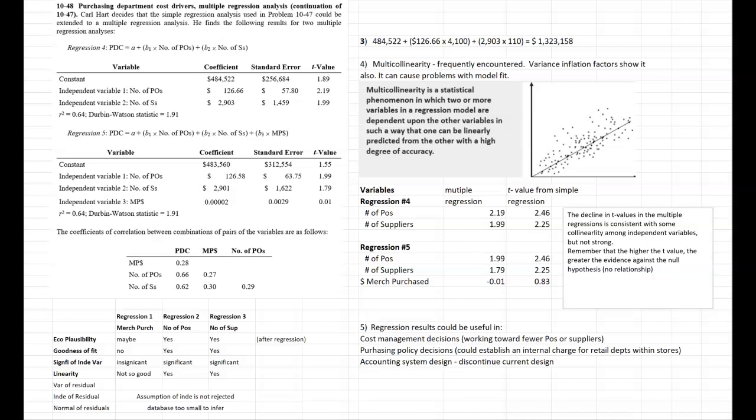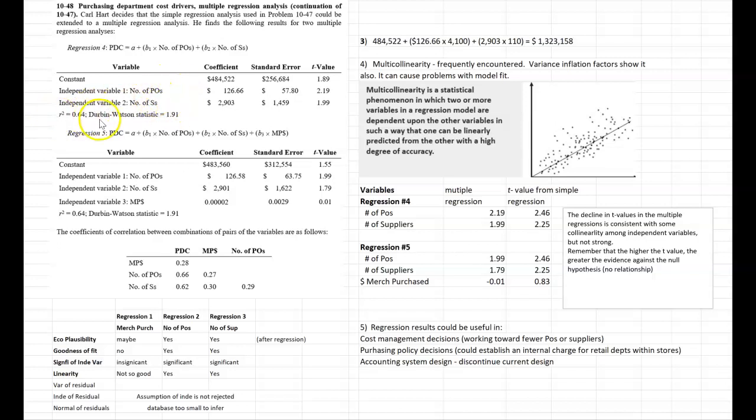Okay, this is problem 1048, and what I like about this is the process. Because what they do is they decide, well, if one variable gives us this, what does two variables give us? And so they do a multiple regression with it, and you can see that it doesn't necessarily improve it. So in our first one, we've got two independent variables, the number of purchase orders and the number of suppliers.